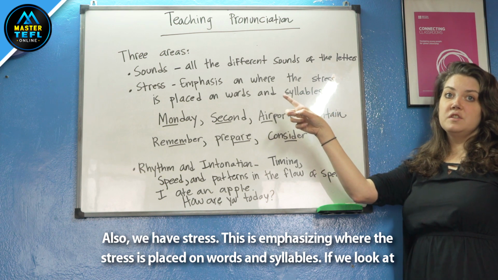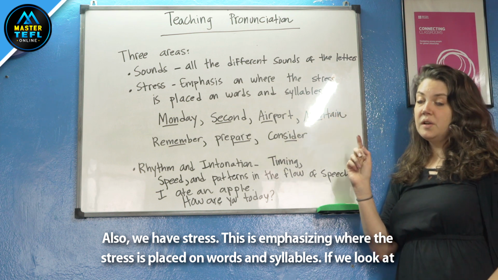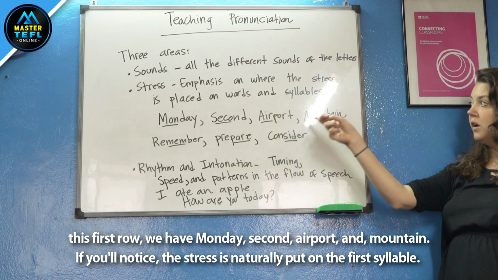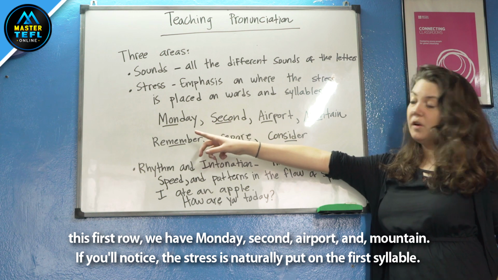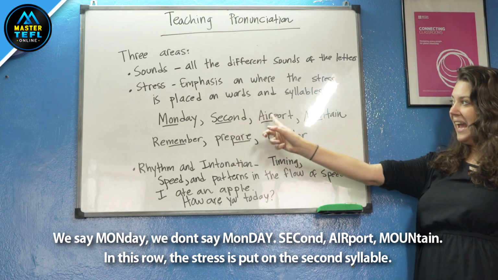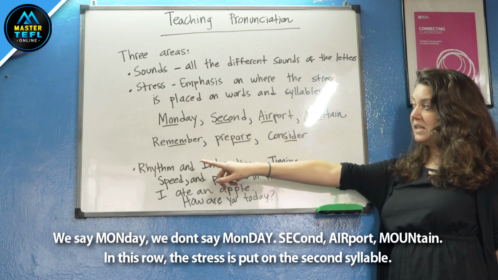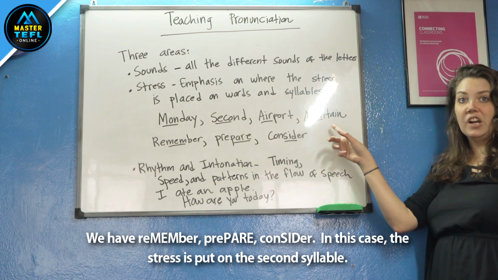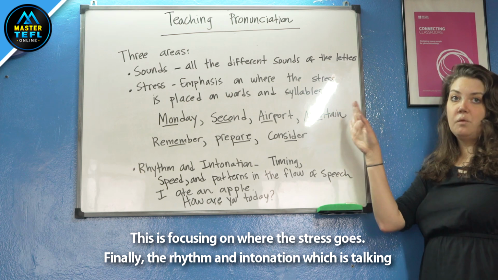Also the stress. So this is emphasizing where the stress is placed on words and syllables. So if we look at this first row, we have Monday, second, airport, and mountain. And if you'll notice, the stress is naturally put on the first syllable. So we say Monday, we don't say Monday, right? Second, airport, mountain. But in this row, the stress is put on the second syllable. So we have remember, prepare, consider. And so in this case, the stress is put on the second syllable. So this is focusing on where the stress goes.